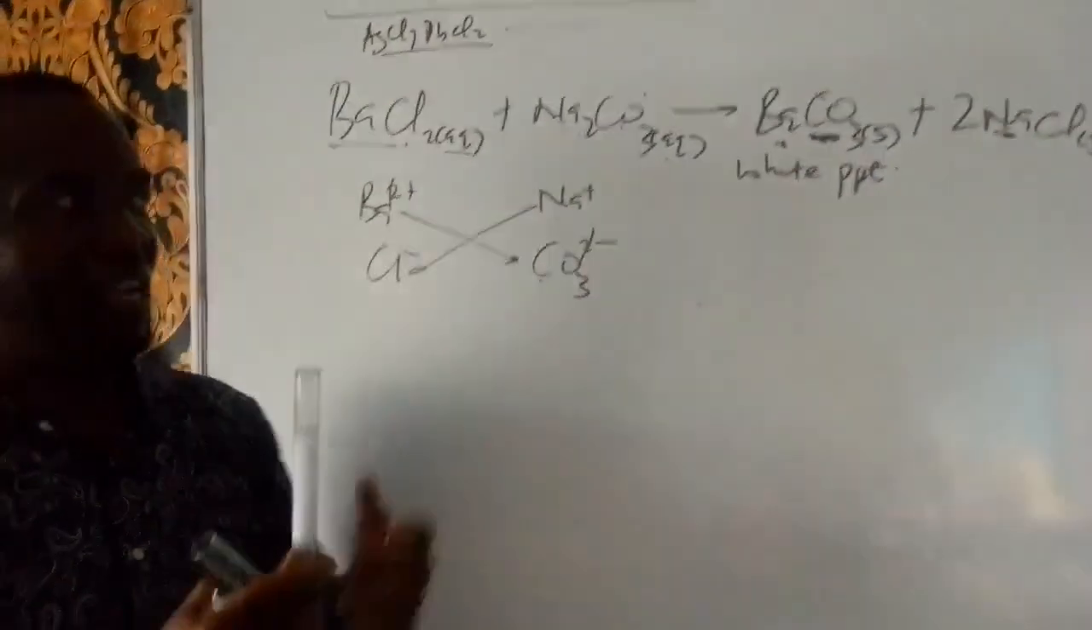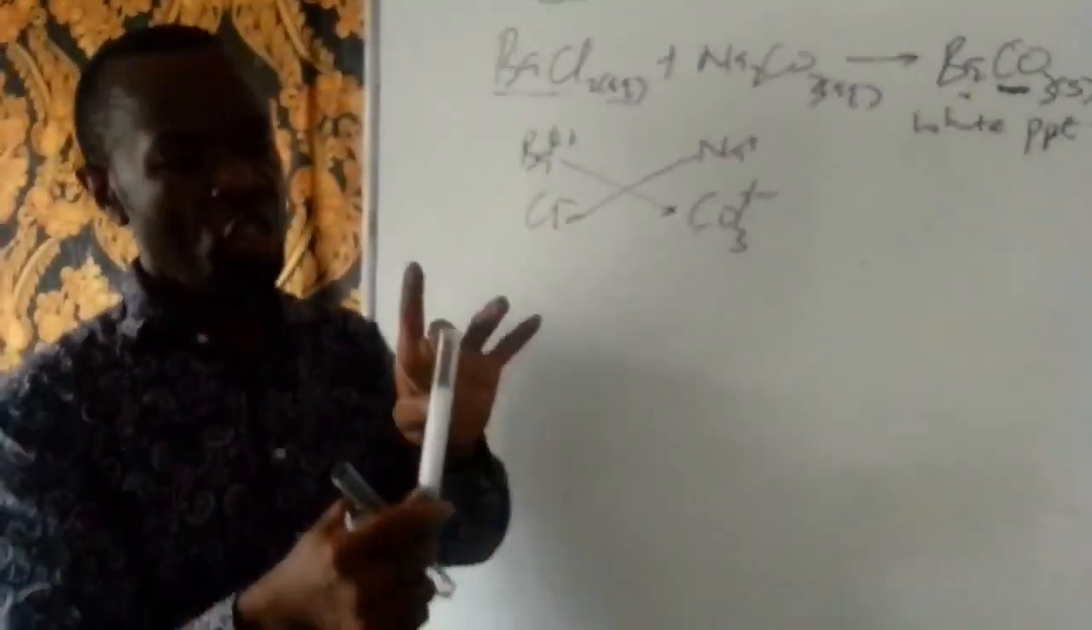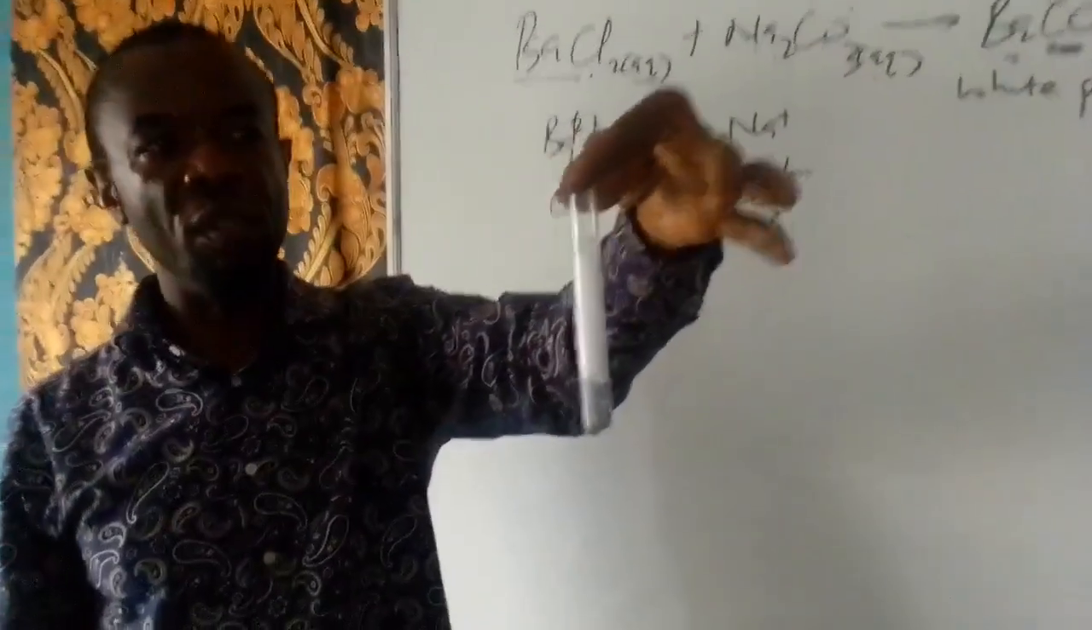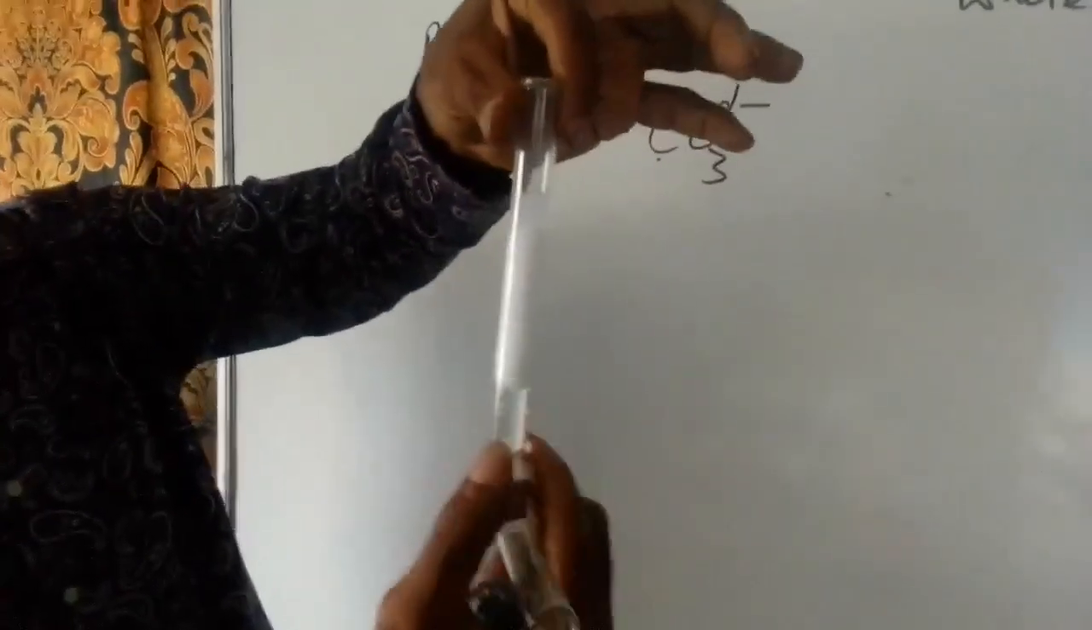This is an interesting aspect of chemistry. This white solid formed here is called a precipitate, or a PPT. This white substance represents barium carbonate, while the remaining solution underneath, the liquid there, represents sodium chloride.